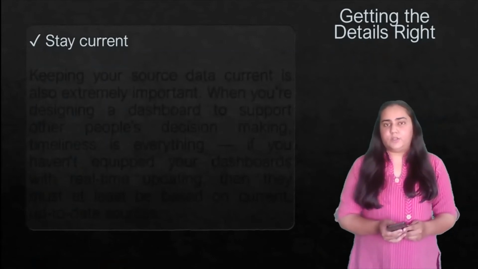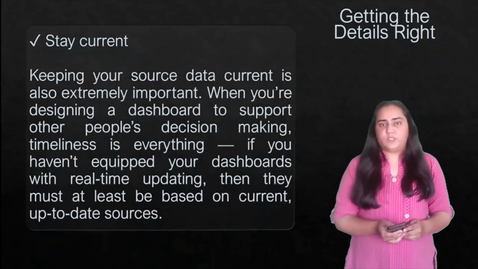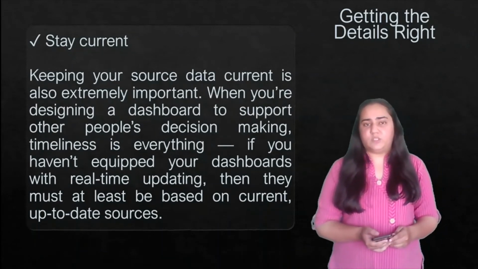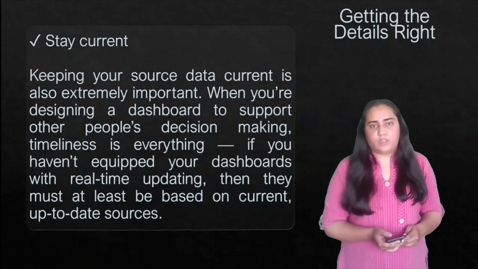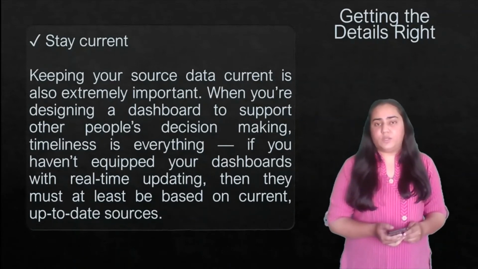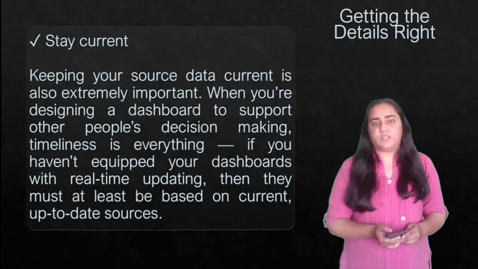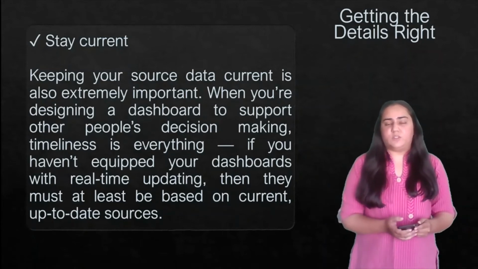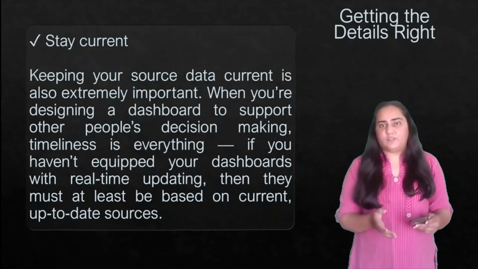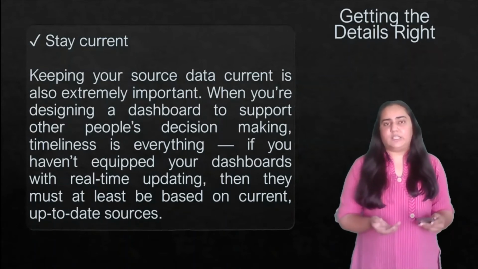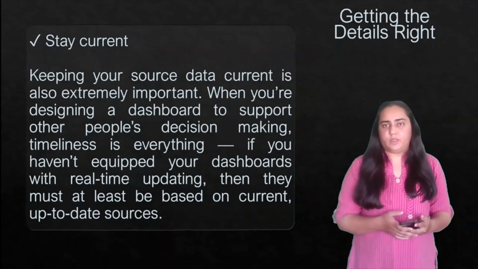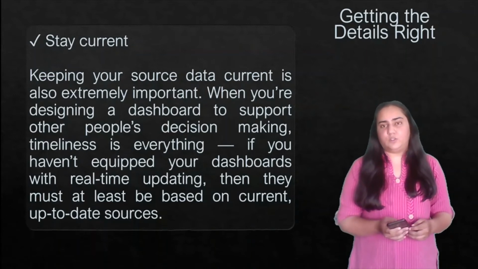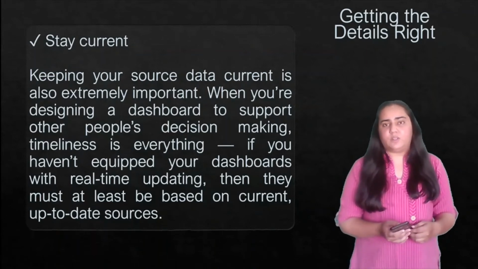Next is stay current, which is very important. Keeping your source data current is also extremely important when you're designing a dashboard to support other people's decision making. Timeliness is everything. If you haven't equipped your dashboards with real-time updating, then they must at least be based on current up-to-date sources. So creating a dashboard that shows outdated information is definitely a big no. You should have a dashboard that keeps updating itself because the sources are getting updated. And most of the dashboards nowadays are online, so this is not a very difficult thing to do, and definitely something you should do if you are designing a dashboard.